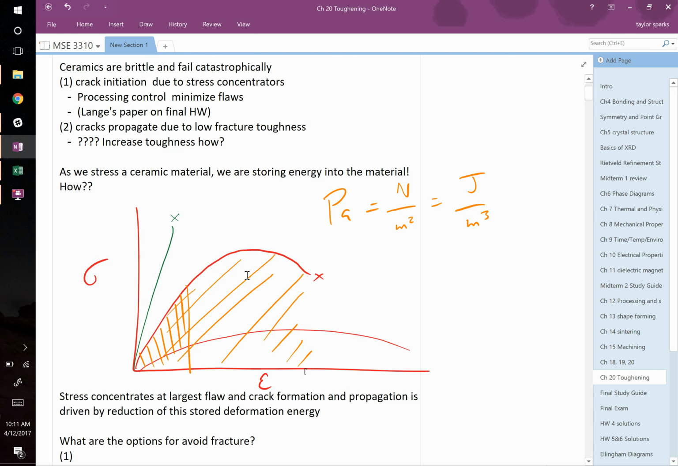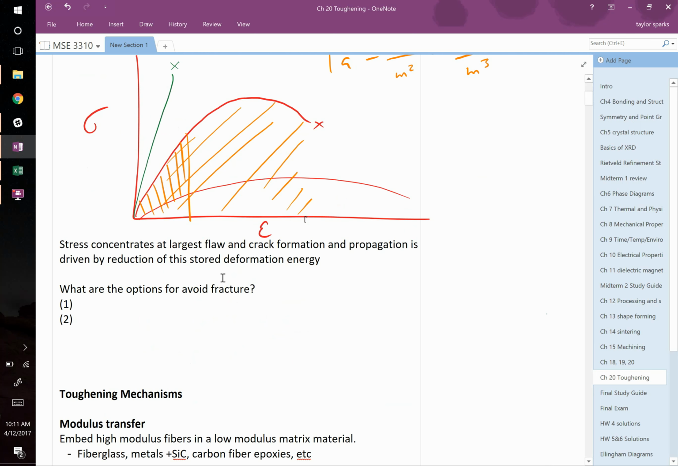Okay. So what are your options to avoid fracture? What do you guys think? Turn to a neighbor and discuss what your options are to avoid fracture.